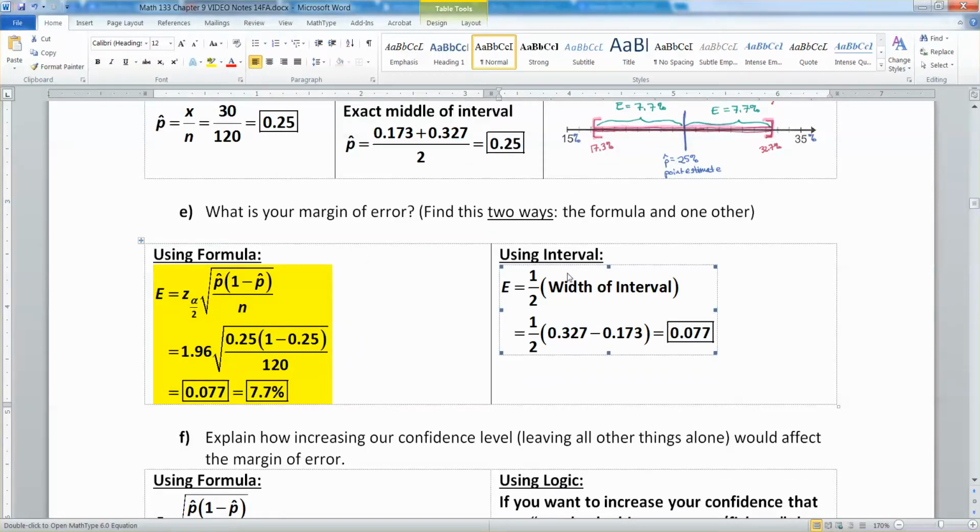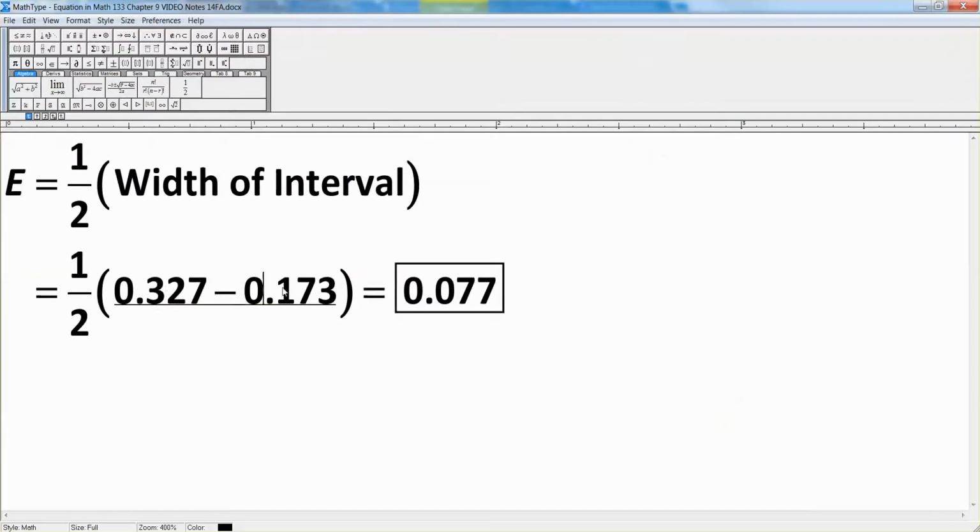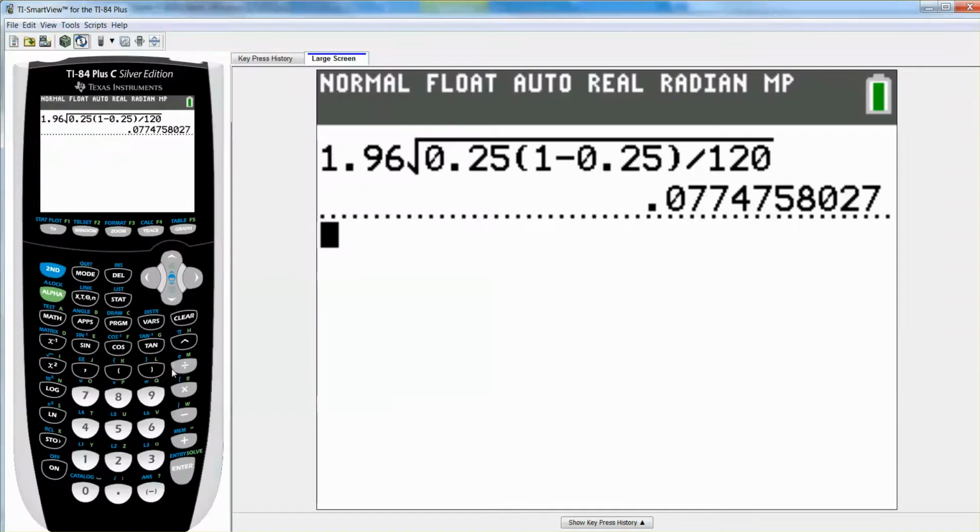Now you could also use the interval to find it. So why do all that trouble with all that formula if you don't have to, I say. So remember that the error is equal to half the width of your interval. So the width is the pink zone from left to right. Well, half of that will be my error. So if I take 32.7% minus 17.3%, in other words, 0.327 take away 0.173, I subtract those and then I cut it in half. I should get the same thing.